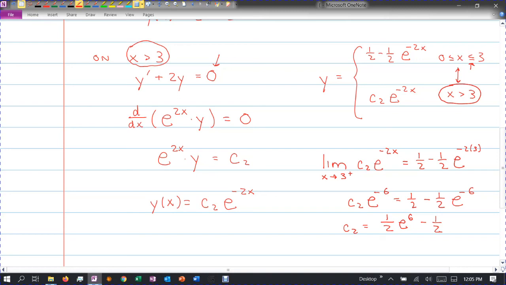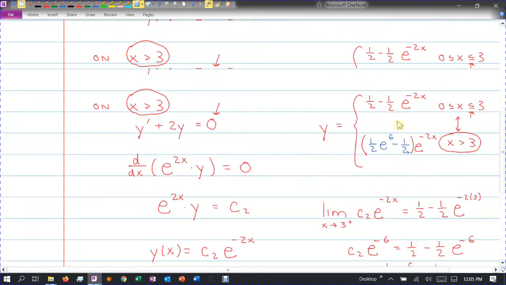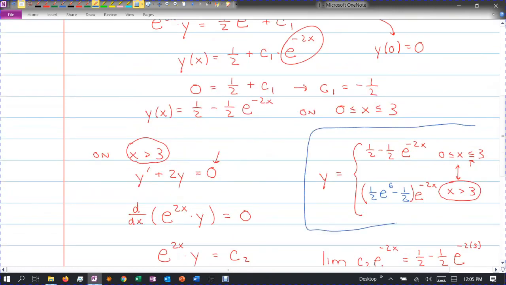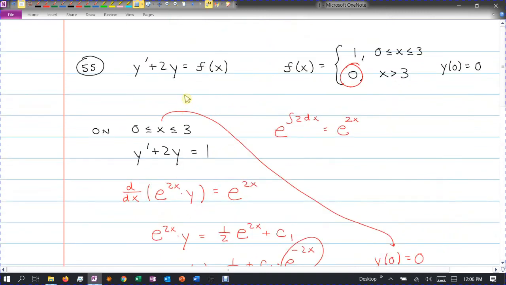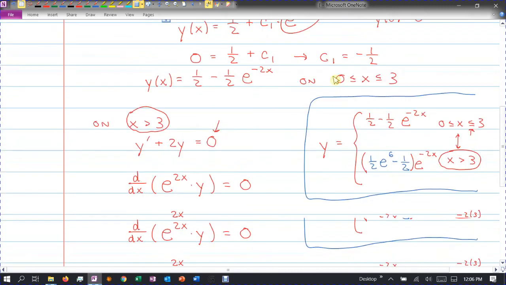So now we come back up here and replace our c2 with that. I'm just going to save some space here. In front of that, our c sub 2 we know needs to be 1/2 e to the 6th minus 1/2. So that function of x, a piecewise function, will satisfy the original differential equation. So that's it. We are done with that one.